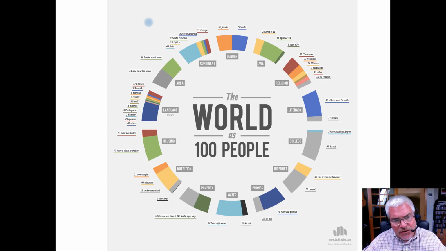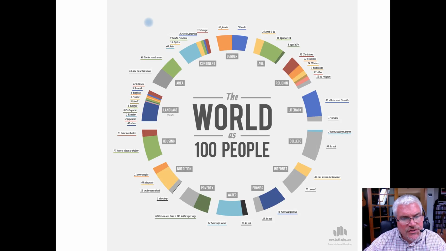In terms of housing, 77 of our 100 people do have a place to shelter. It doesn't necessarily mean a house like this one or yours. It may be a tent, a hut. It's some sort of shelter to get out of the elements.